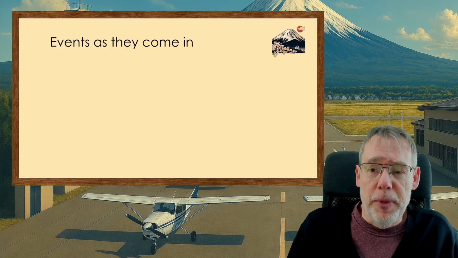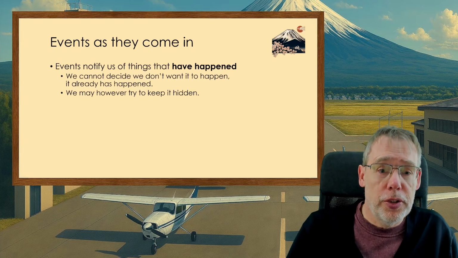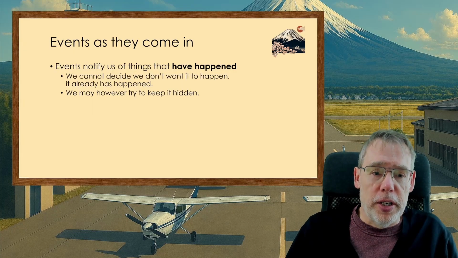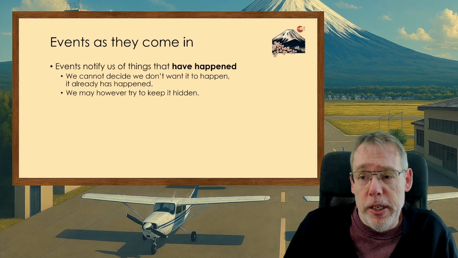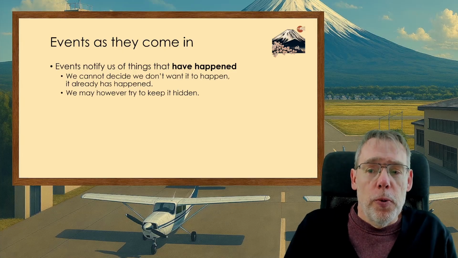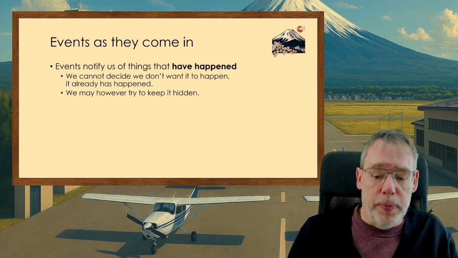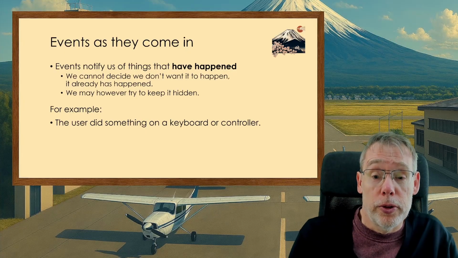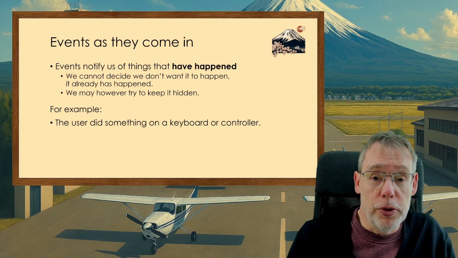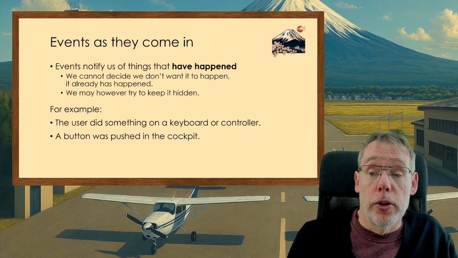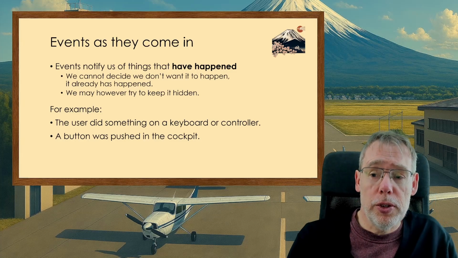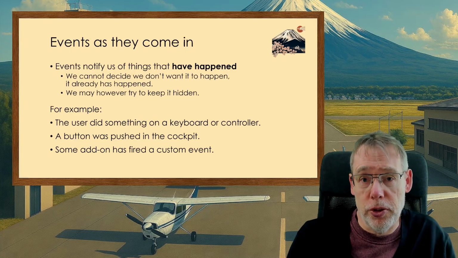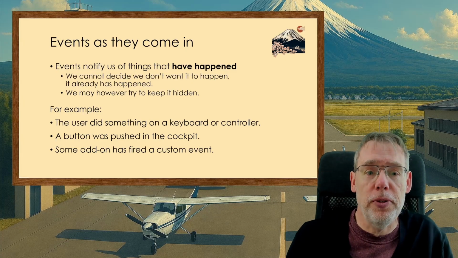Events, as they come in, will notify us of things that have happened. This means that we cannot decide we don't want it to happen. It already has happened, but we may try to keep it hidden. For example, the user did something on the keyboard or on the controller, and we want to do something based on that. Or a button was pushed in the cockpit, or some add-on has fired a custom command, because you can add your own commands if you want.